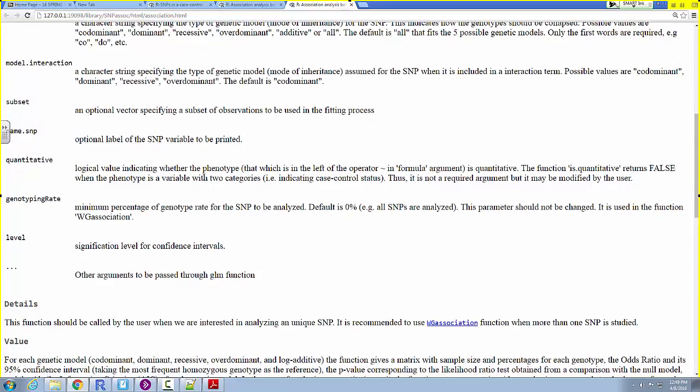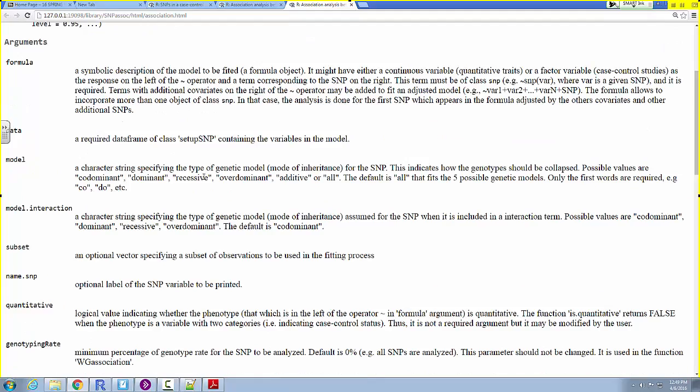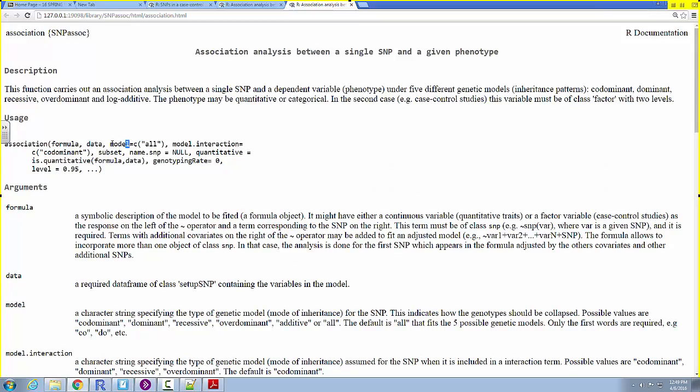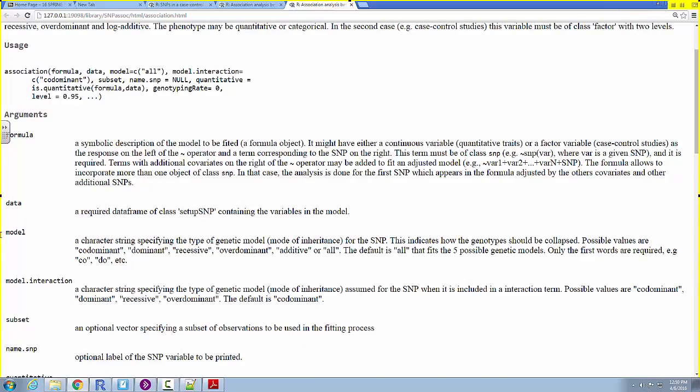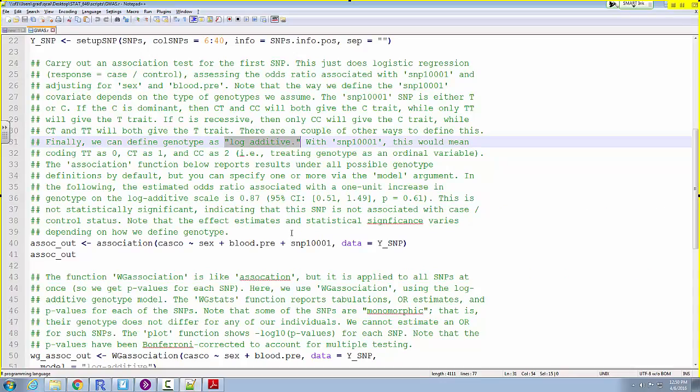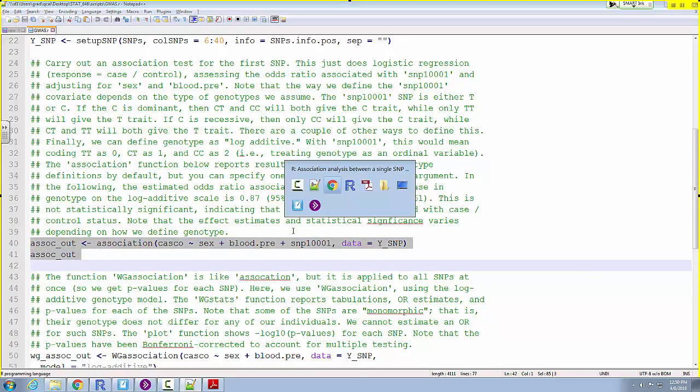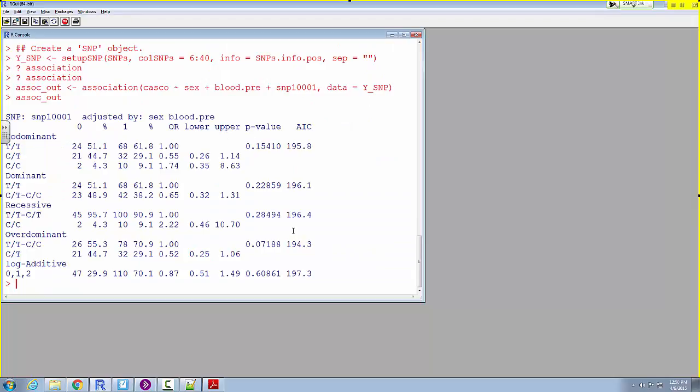How do I do that? Additive, sorry. So I don't want model.interaction. I want model. This is the one I'm meaning to be talking about. It's the same idea. Do you want a dominant, recessive, or any of these other ones? So model has as its options the same ones we saw a second ago, and it has this additive. If you don't specify the model argument, association is going to give us the results from all of its possible choices. So let's run this and see what comes out. If we wanted the codominant model, here's the results.